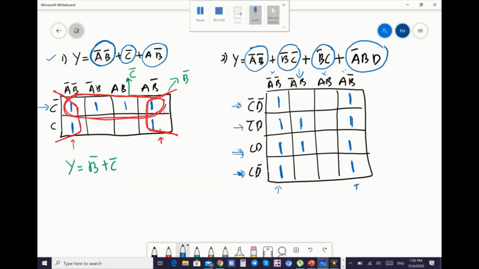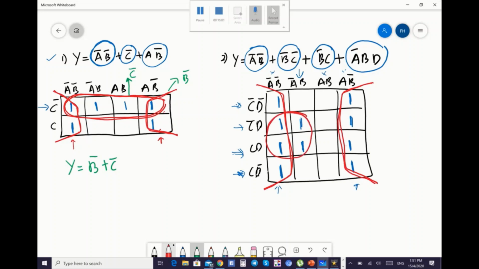Okay. So next is looping. For looping, we can loop 8 cells. Why 8 cells? Because these 4 cells are adjacent with these 4. So this is how we draw the loop. And the last one is this one.